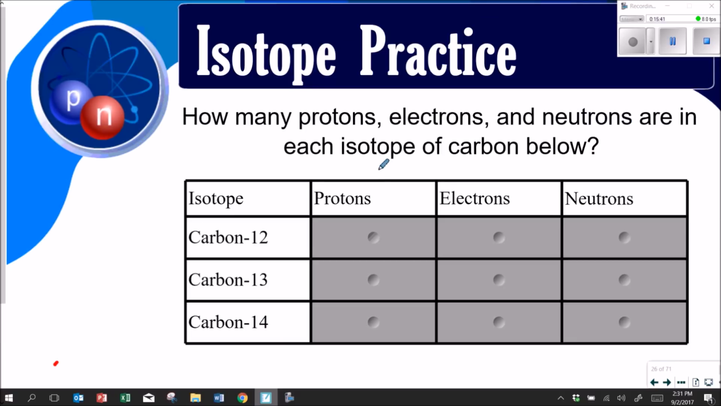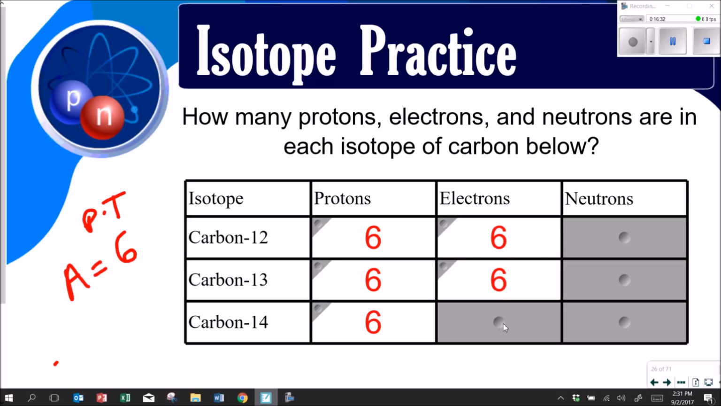Let's now practice, given a particular isotope or isotopes, how to calculate the number of protons, electrons, and neutrons in those isotopes. So if we have carbon as our example, we have 3 carbon isotopes over here. We can go to the periodic table and find the atomic number of carbon, and it will be 6. If carbon has an atomic number of 6, we can immediately say that it has 6 protons. And every isotope of carbon will have 6 protons because the atomic number defines the element carbon. If carbon has 6 protons, it also has to have 6 electrons.